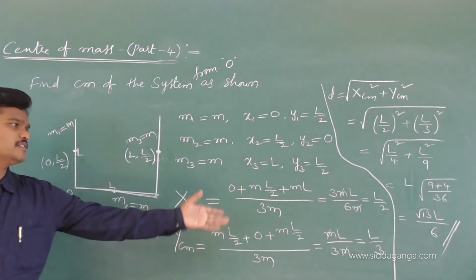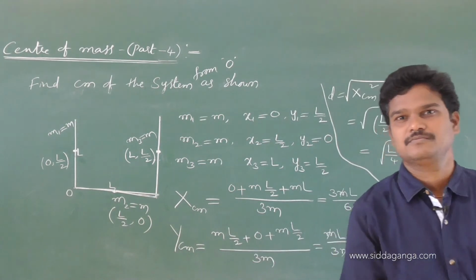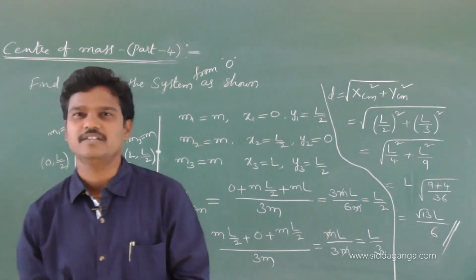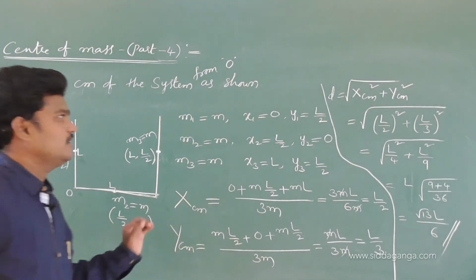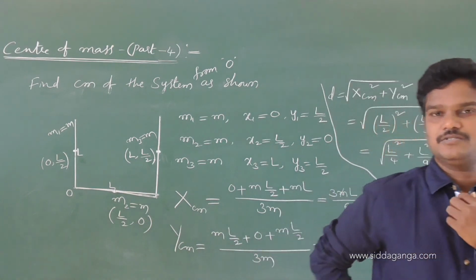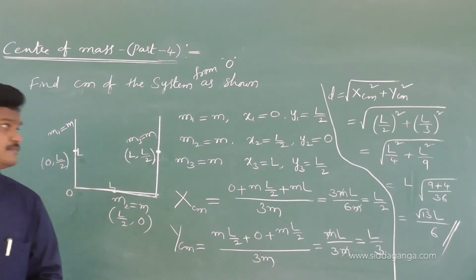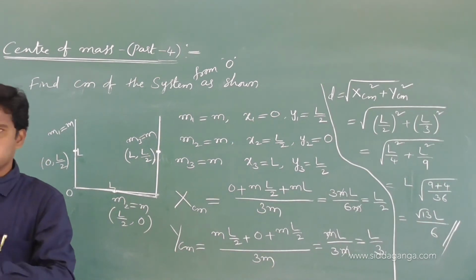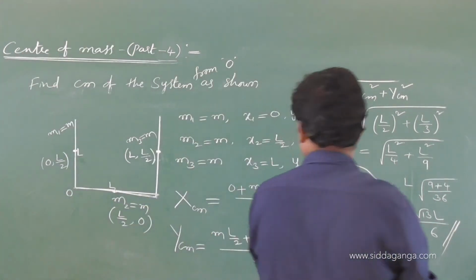Coordinates are clear; if they are asking for coordinates, they are L by 2 and L by 3. If they ask for the distance, it is root 13 L by 6. Somewhat good question so far. Somewhat better, because previous questions were very easy level. This is okay, good. See, slowly I am going to increase the level of the questions and concepts, so increase your mathematical speed. Let me give one more good question today.